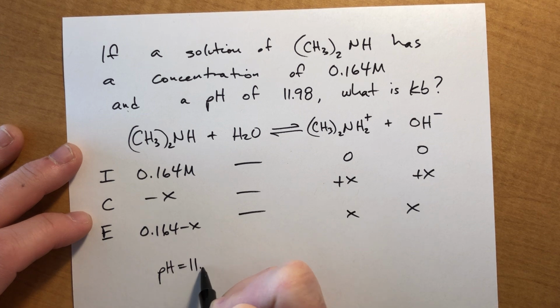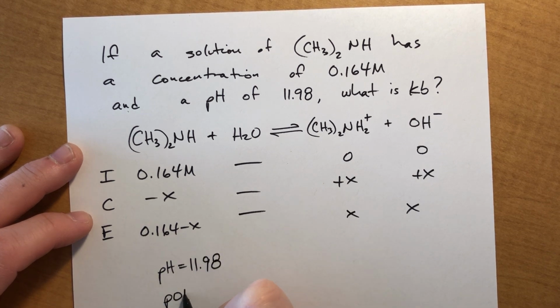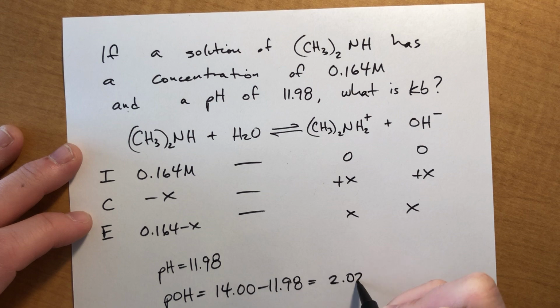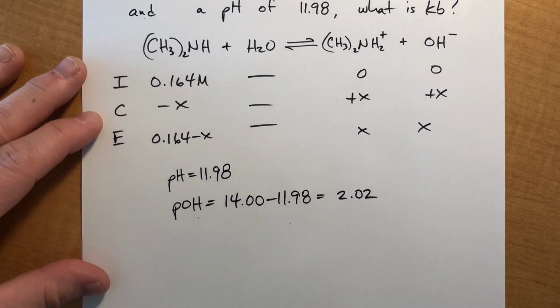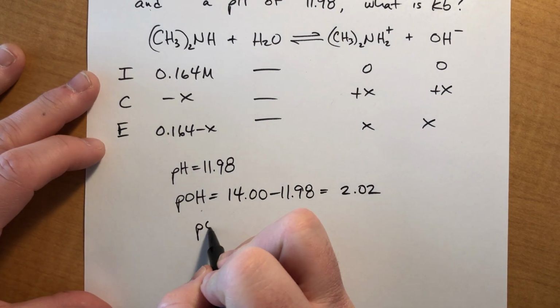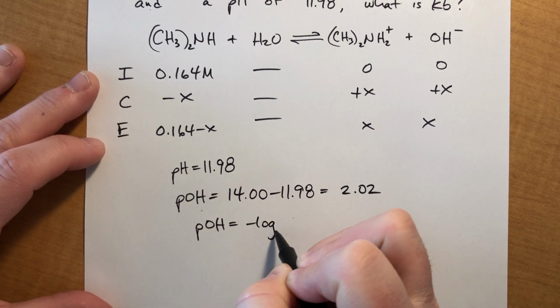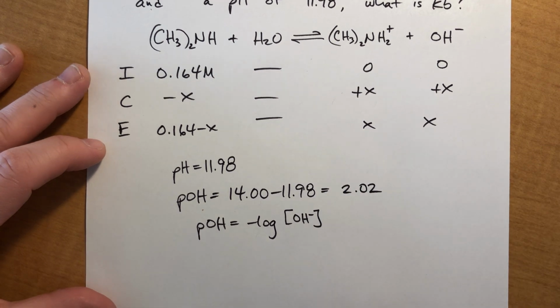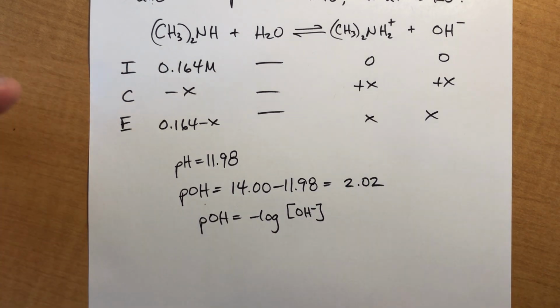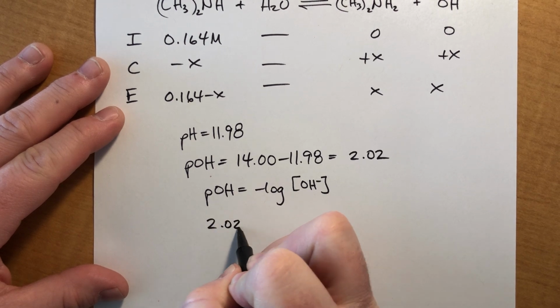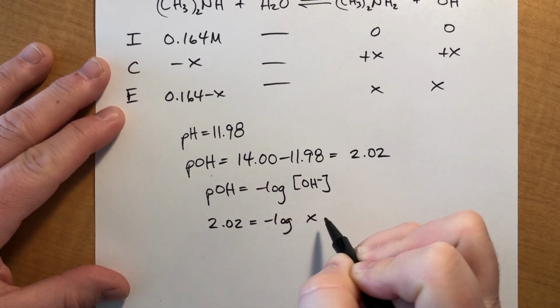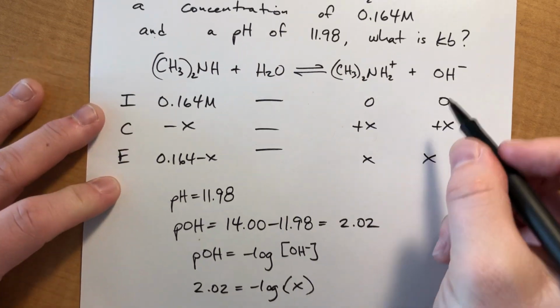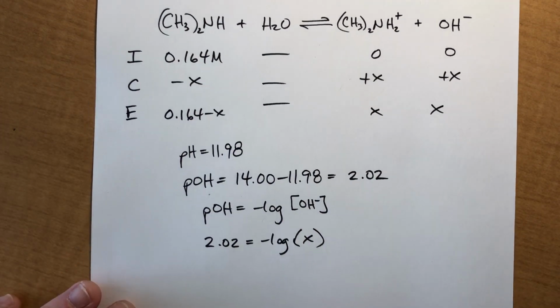pH, we said, is 11.98. To get pOH, we subtract it from 14. Okay. And pOH is equal to the negative log of the concentration of OH-, which is our x value. Okay. But we know pOH, so we can plug it in. So 2.02 equals the negative log of, I'm just going to put it as x because x is the concentration of OH- in this problem.